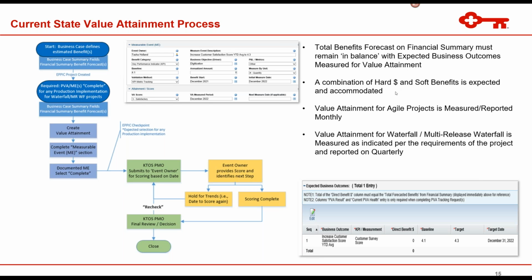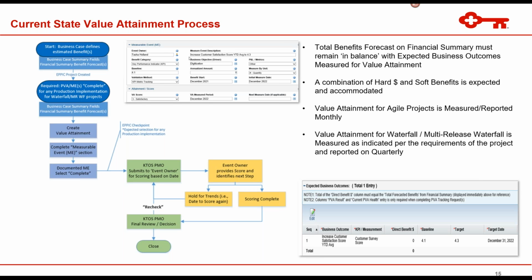Value attainment for agile projects is measured and reported on monthly. And then value attainment for waterfall, multi-release waterfall projects are measured as indicated per the requirements of the project and reported on quarterly. So you may have a waterfall multi-release project that doesn't gain value until a year after all the project has been implemented. So the project may be quote unquote closed in PPM, but we still have the value attainment measurable event open.